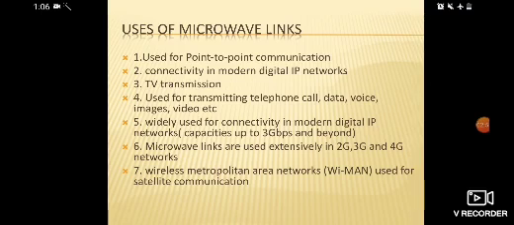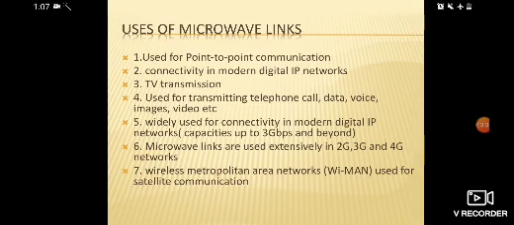The second use is to connect modern digital IP networks. In our networks, we call it the internet. What is the internet? It is IP, that is, internet protocol. By using this protocol, we access the internet in our homes, offices or organizations. Modernly we have digital IP networks, and for connectivity purposes, we use microwave links.